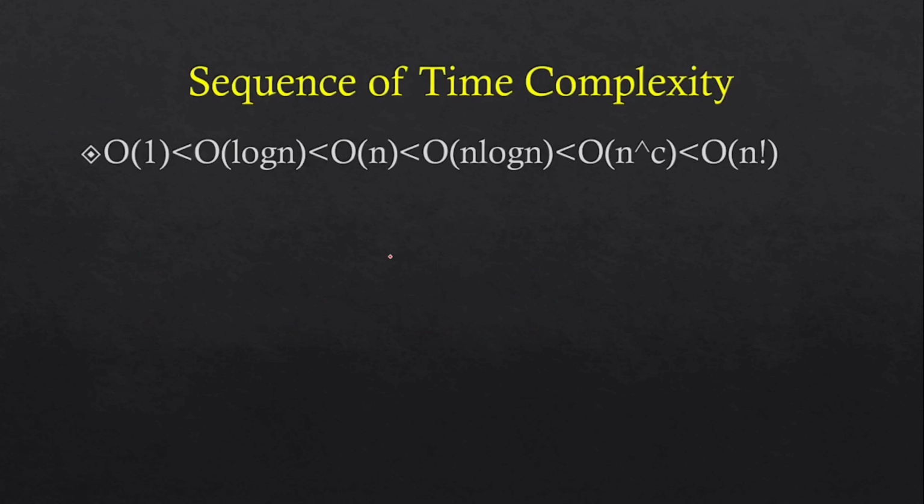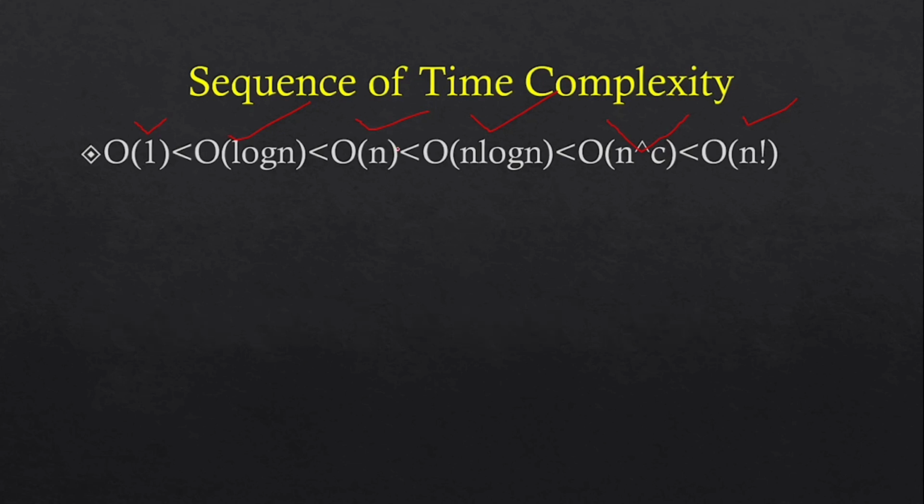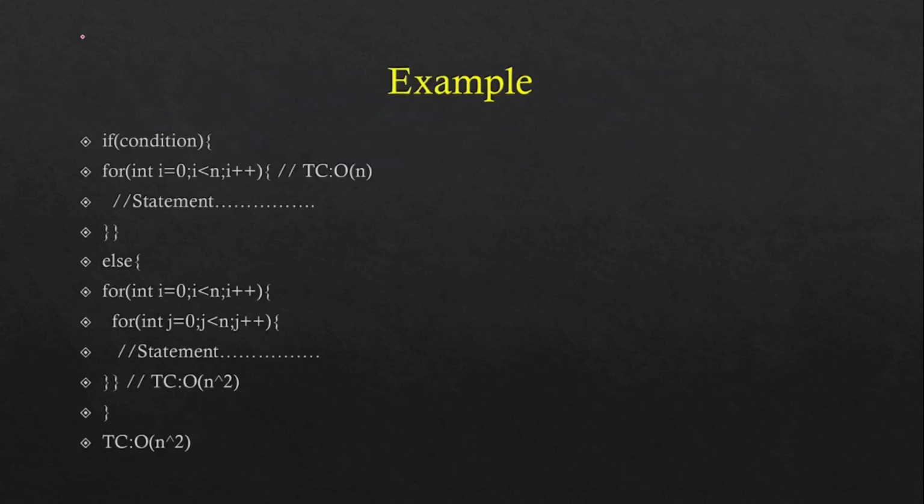So now this is just a sequence of time complexity. Order of 1 is the first time complexity, and then order of log n, then n log n, order of n to the power c, and then n factorial. This is just a sequence. So now I think this is clear. If you have a nested for loop, then your time complexity is order of n square. If you have a single for loop, then your time complexity is order of n. And if you just execute one statement or two statements, then your time complexity is order of 1. I think it's clear. So now let's see this example.